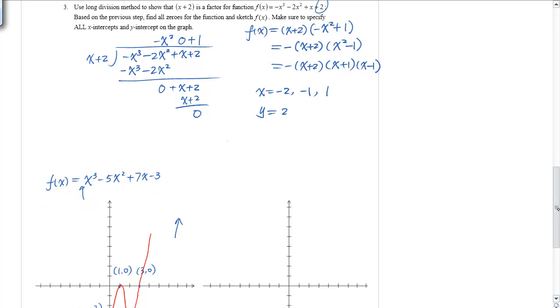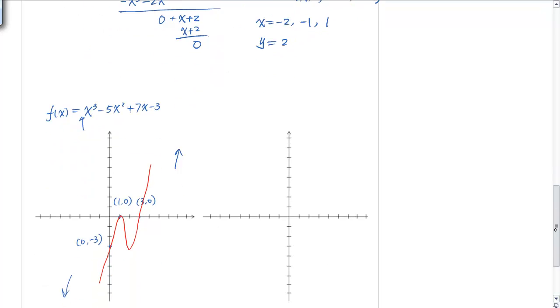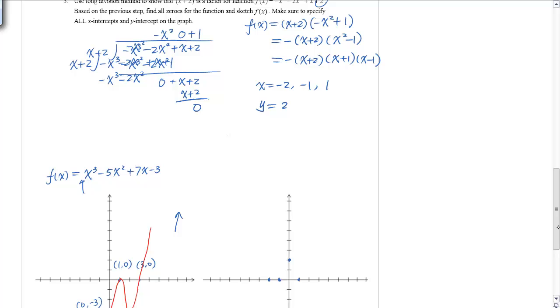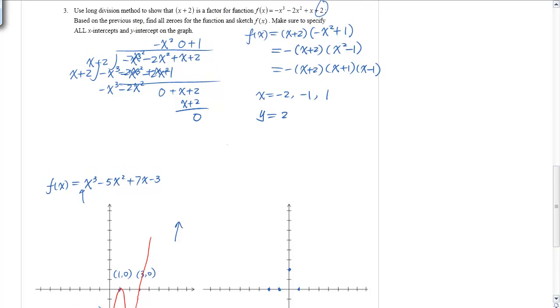Based on all this information, we can graph the function. x equals negative 2, negative 1, and positive 1 are the 3 x-intercepts, and y equals 2 is the y-intercept. The function has a negative leading coefficient, therefore the right tail goes down. The degree is again 3, an odd number, so the left tail goes in the opposite direction, goes up.